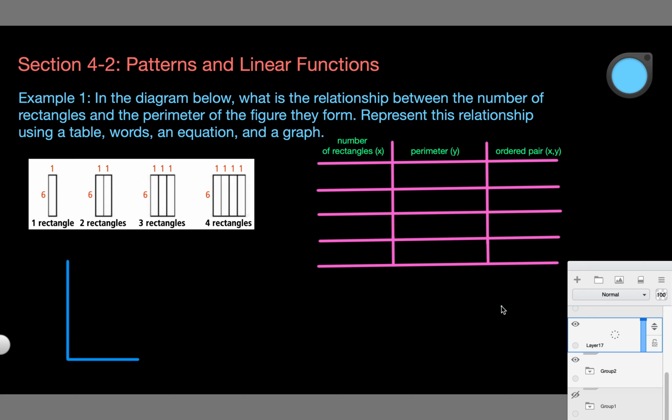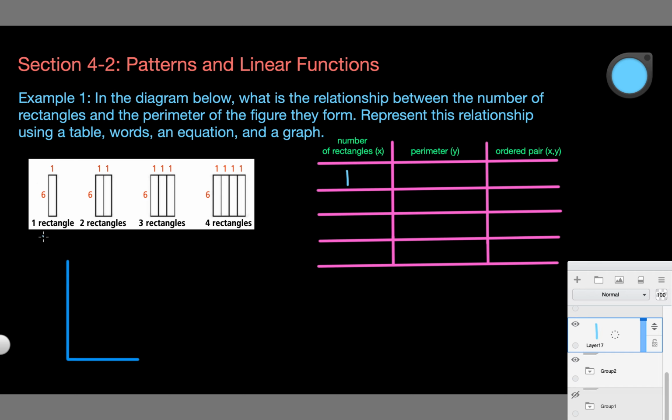So it says in the diagram below, what is the relationship between the number of rectangles and the perimeter of the figure that they form? Represent this relationship using a table, words, an equation, and a graph. So first things first, let's fill in this table. So as you can see, if we look at the number of rectangles, we're going to have one rectangle, right? We have one rectangle right here.